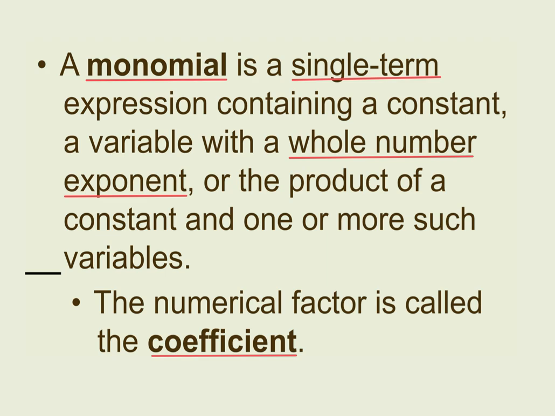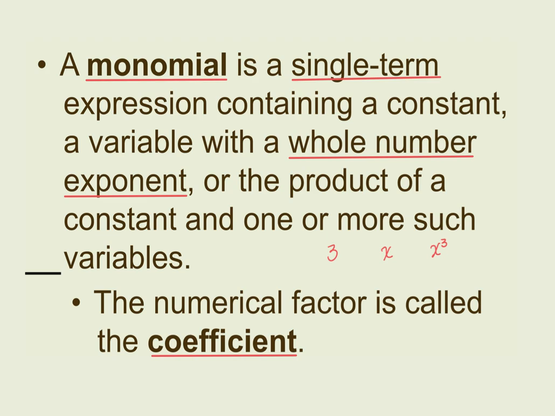A monomial is a single term expression that contains a constant, a variable with a whole number exponent, or the product of a constant and one or more of those variables. The numerical factor is called the coefficient. So a monomial can be a number, that would be your constant. It could be a variable. It could be a variable with an exponent, as long as the exponent is a whole number.